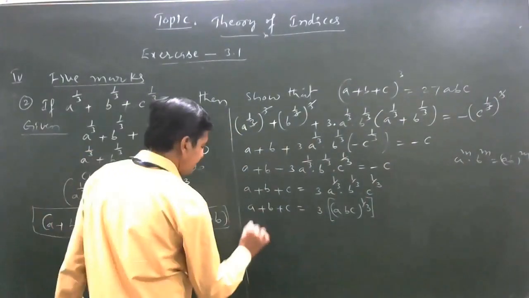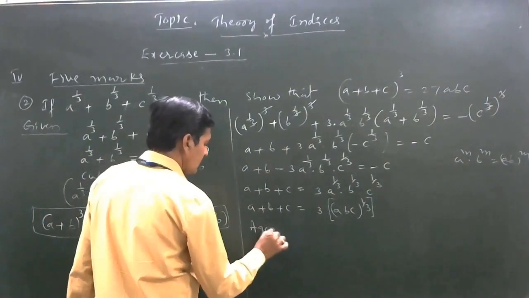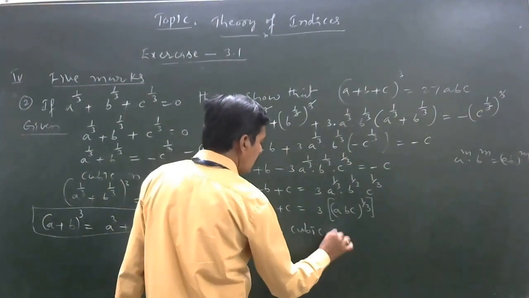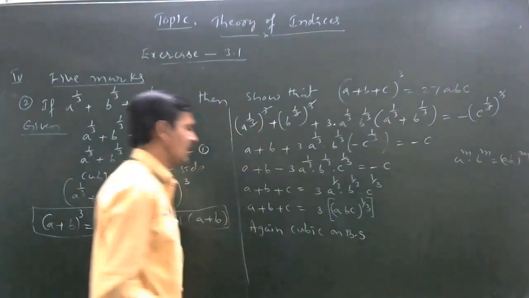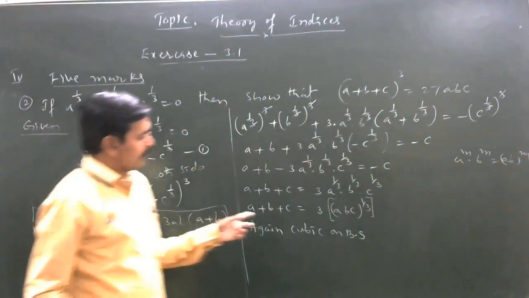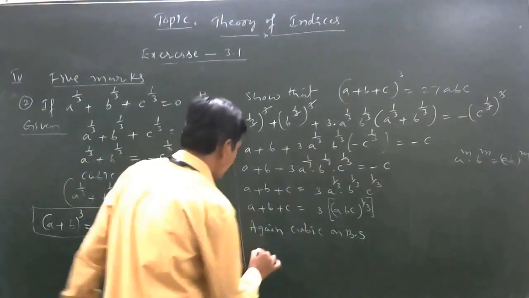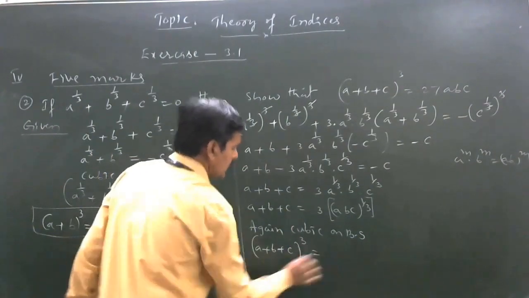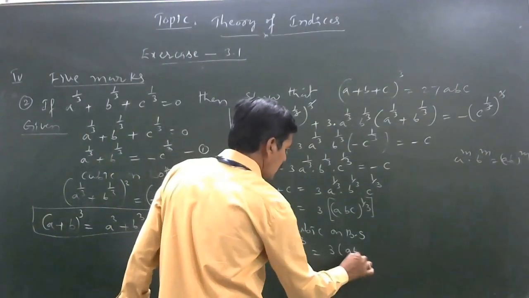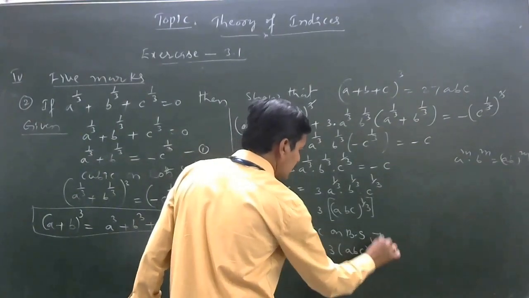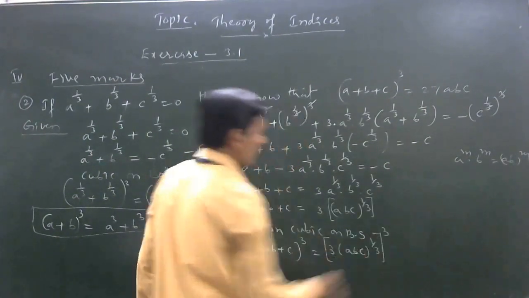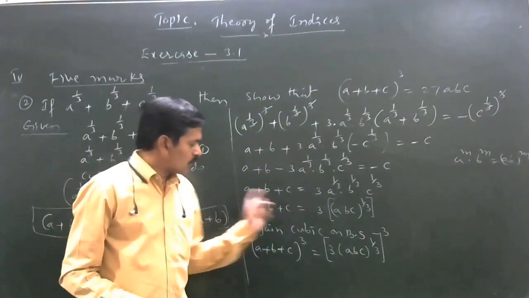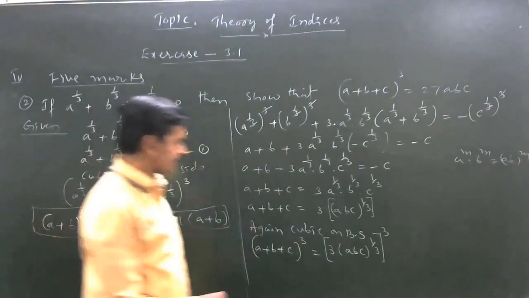Next, again cube on both sides. Cube on both sides means on both sides the power is 3. Here a plus b plus c whole cube is equal to 3 into abc whole power 1 by 3, and the whole to the power of 3.